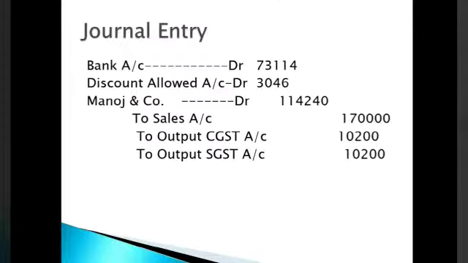How to pass a journal entry? The journal entry would be bank account debit, discount allowed account debit, Manoj and Company account being debited with that 60% amount because it's an asset we will receive in the future. To sales account, the price after trade discount, that is 1,70,000. To output CGST account and to output SGST account. So this is how you have to record the journal entry.